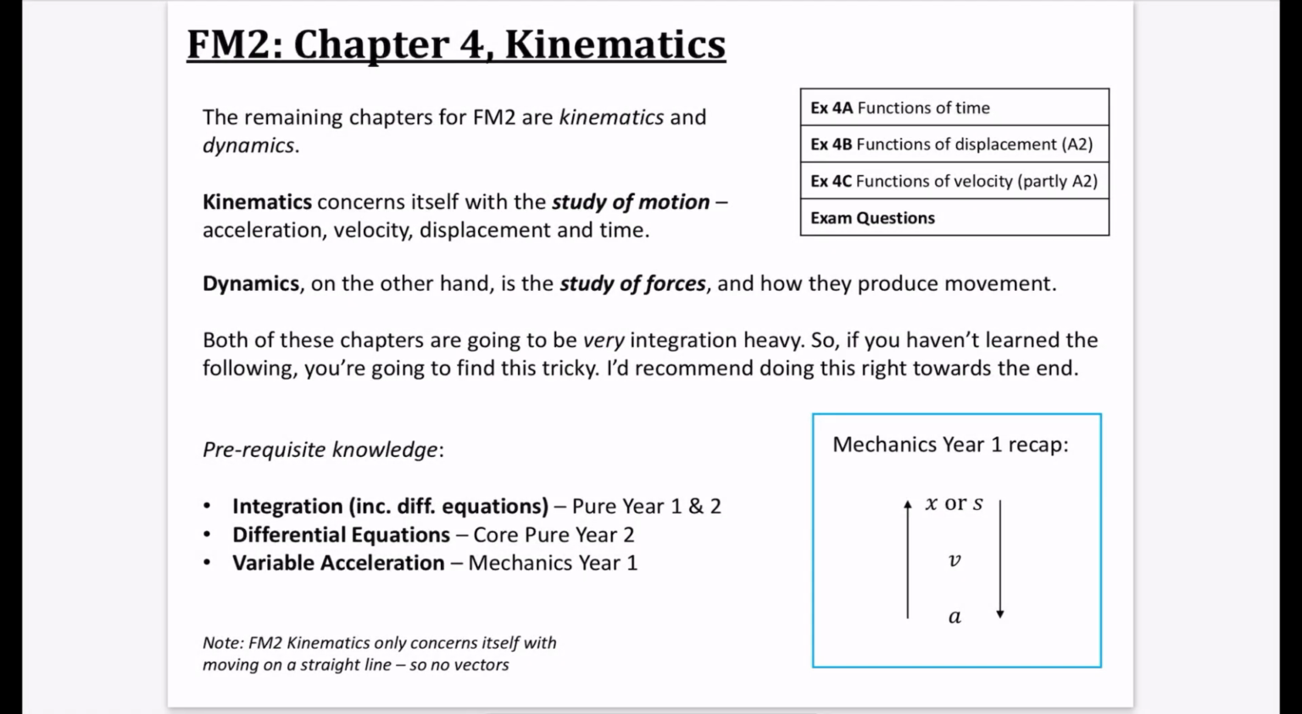Okay, so we're now on to chapter 4, which is kinematics. We've actually looked at kinematics before because it's been featured in normal maths mechanics. So this is going to feel very, very familiar. There's just a couple of little things we add in. So I think you'll find this quite a straightforward one that we've got here.